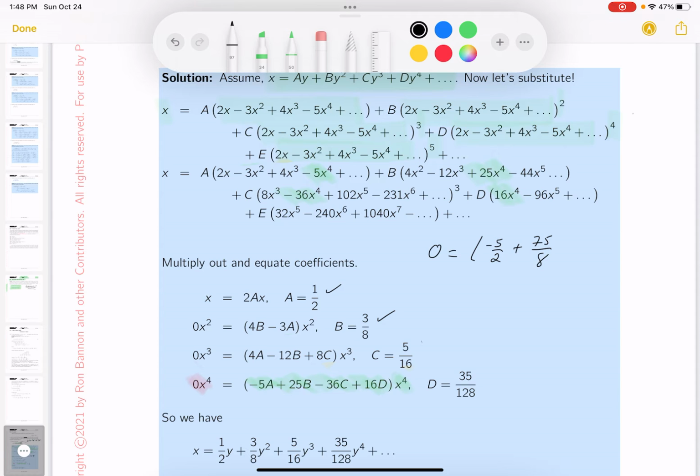Now, I got to do minus 36c's, right? I'm going to write that on the side for you. It's more difficult. There's no doubt about it. Let's see, minus 36. And what's c? 5/16, right? Well, I'm going to divide by 4. That would give me 4. That would give me 9. So I'm going to say minus 45/4.